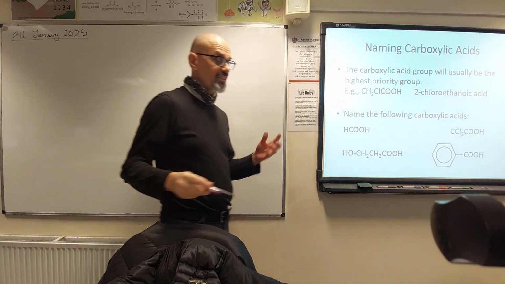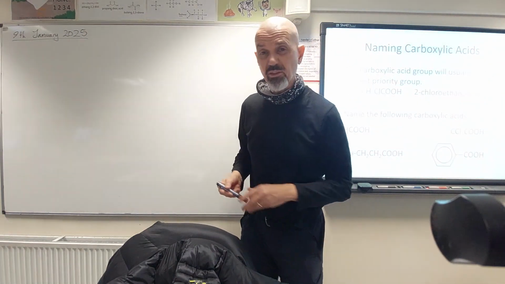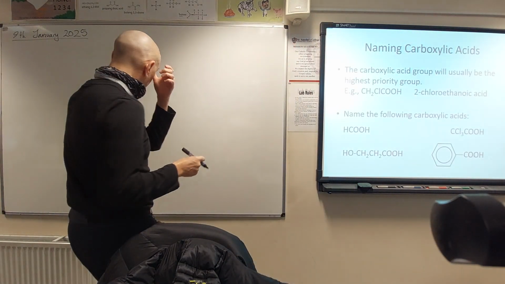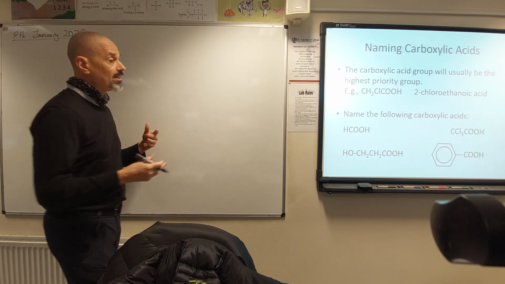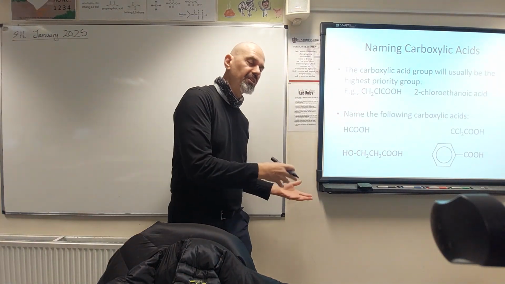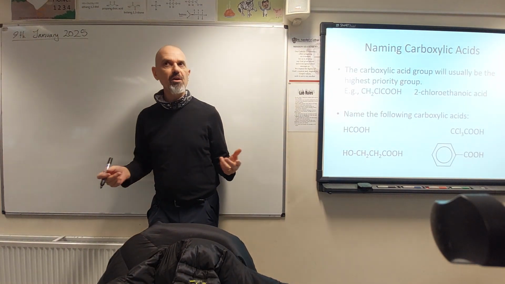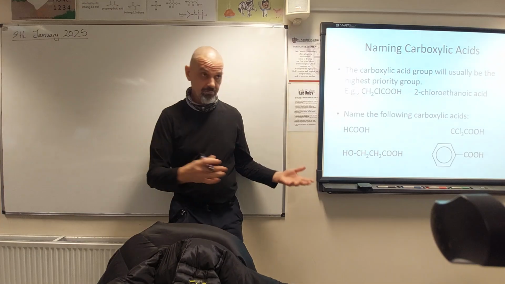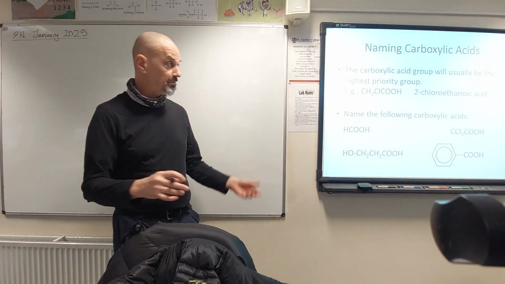Moving on, let's look at the naming of carboxylic acids. So I'm sure you're familiar with the standard meth, eth, prop, but for 1, 2, 3, 4 carbons in the molecule. So we go methanoic, ethanoic, propanoic, butanoic acid.